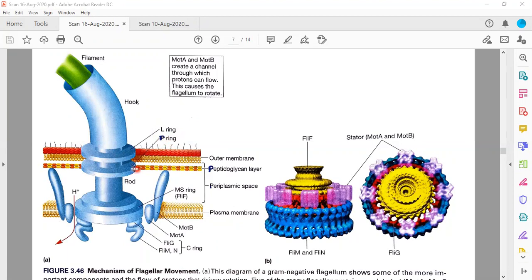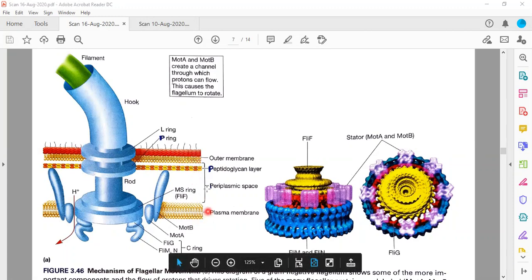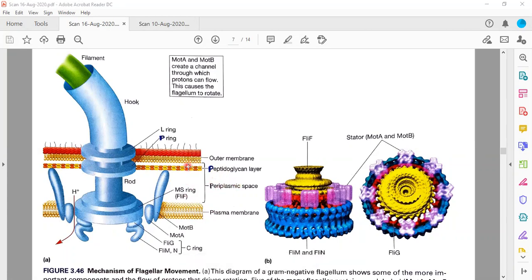And there is a P ring, P for peptidoglycan. Because gram-negative bacteria also have a thin cell wall made up of peptidoglycan, the ring present in this particular cell wall-like structure is called the peptidoglycan ring, or P ring. Then there is the periplasmic space. In fact, this complete space between the outer membrane and the plasma membrane is called the periplasmic space. A thin peptidoglycan cell wall is also present in this space, and the ring is called the P ring.